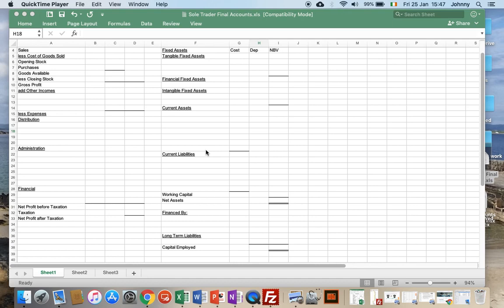So this is doing page 187 from the textbook, the Sole Trader Final Accounts. I'm not dealing with the adjustments, this is only making sure that we know where the things should go into a trading profit and loss and how to do the maths at the end. So we start off with purchases and sales.